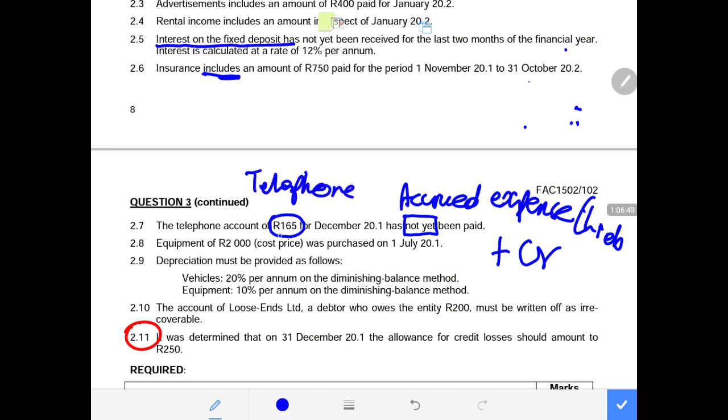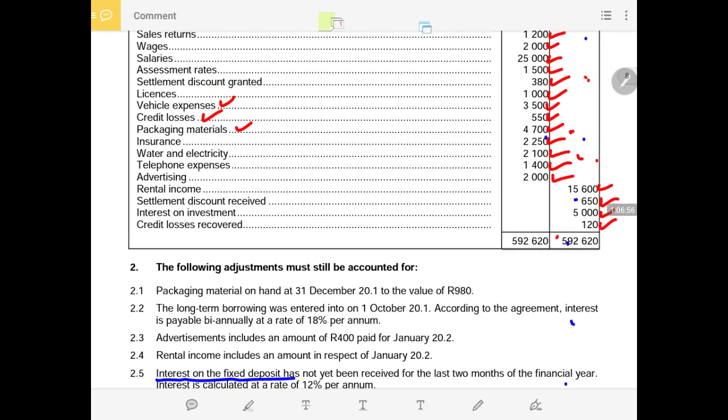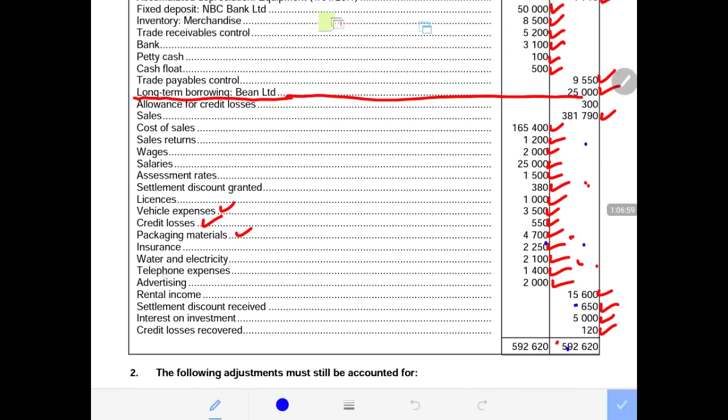Because the amount of 625 was not yet paid. Now, if it was not yet paid, that means it is not in the trial balance, meaning it is not included in the amount of the telephone. It is not included here. That means the 165 is not included here.